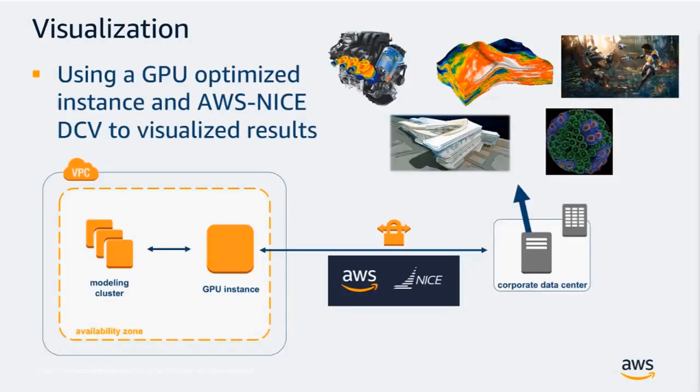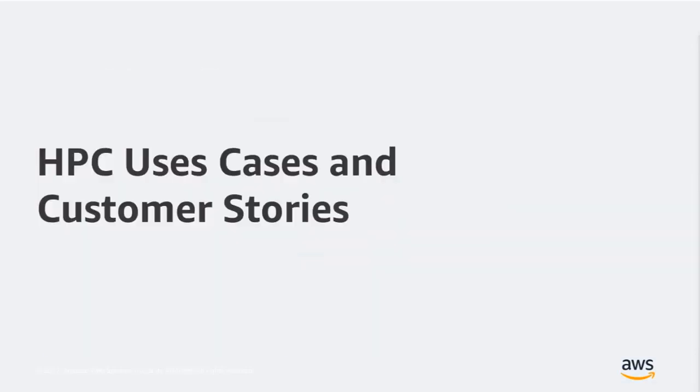If you need to use visualization software to analyze your results, you can use one of our GPU optimized instances and AWS NICE DCV. So on the left, you can think about that modeling cluster piece as the cluster that we just went over in the previous slide. And from there, you can use several GPU instance types to enable visualization, but still optimizing for cost.